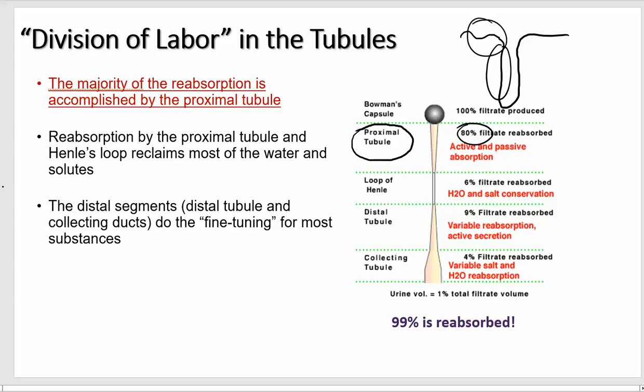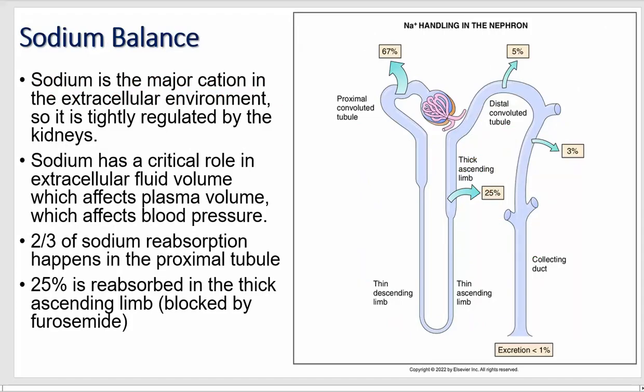Then the distal segments, the distal tubule and the collecting ducts. The distal tubule is over here in this area, and then the collecting ducts come down, and a lot of nephrons contribute to that. That's where the fine tuning happens. If you want to concentrate the urine or need to remove more solutes, that happens in the distal tubule and the collecting ducts. I call that fine tuning what you're trying to filter or keep or excrete or reclaim, reabsorb.